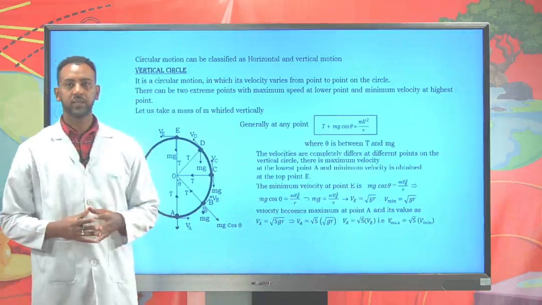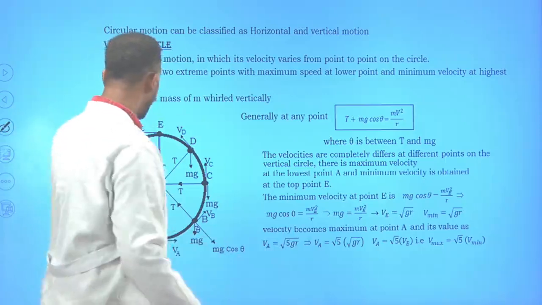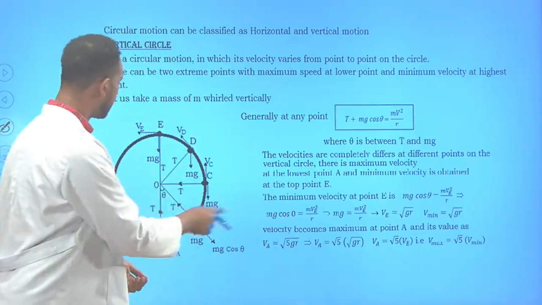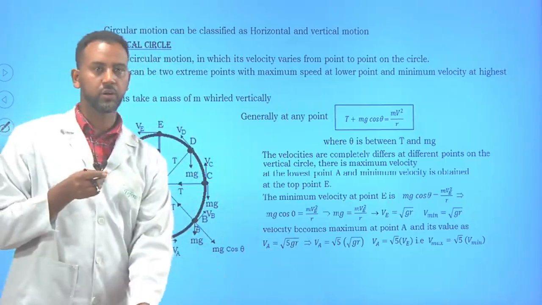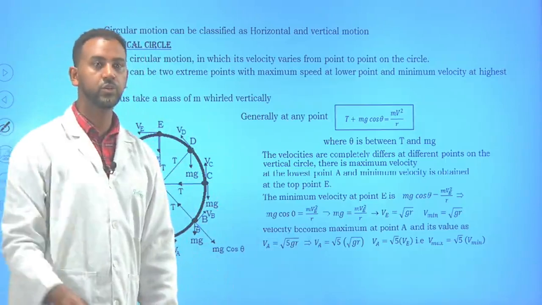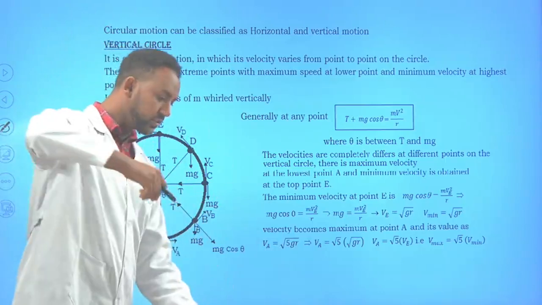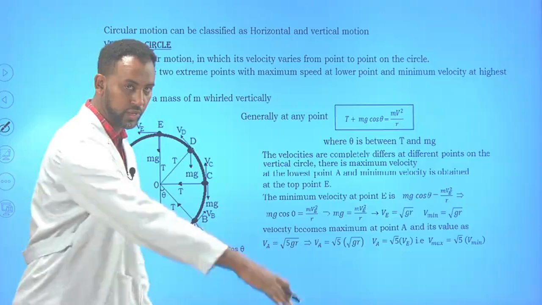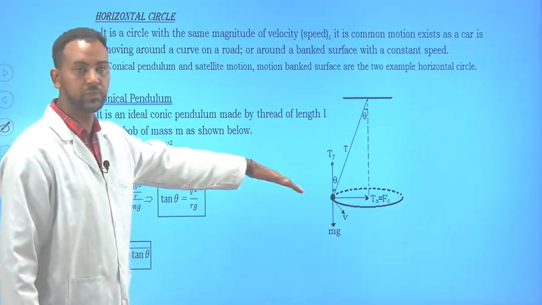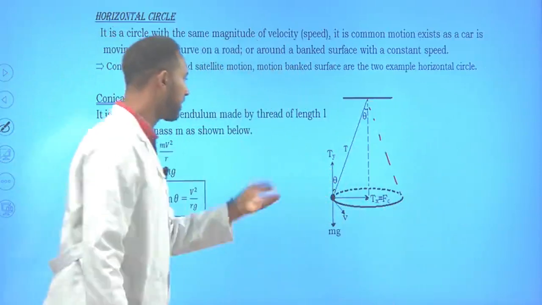And it's possible to classify circular motion into two: the vertical circle and the horizontal circle. Suppose you have a particle, say a stone or something on a thread, and you hold it and move it like this, you form a vertical circle. But if you hold it and make it move like a cone, it's called a horizontal circle or conical pendulum. Sometimes we call it a conical pendulum because it forms a cone, okay? So that is called a conical pendulum.